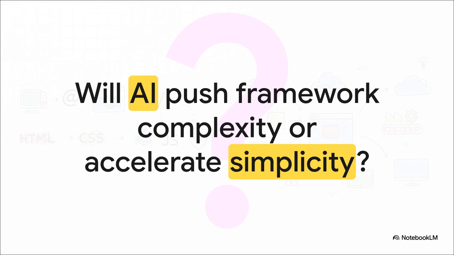So, as we look to the future, we have to ask ourselves how AI is going to shape our digital cities. With AI increasingly writing our code and generating our UIs, will it push us further into framework complexity, building even taller, denser digital skyscrapers? Or will it accelerate that return to the simplicity of HTML first, generating clean, standard, zero-build web pages? It is a pivotal moment for the web, and understanding these foundations is your map to navigating whatever comes next.